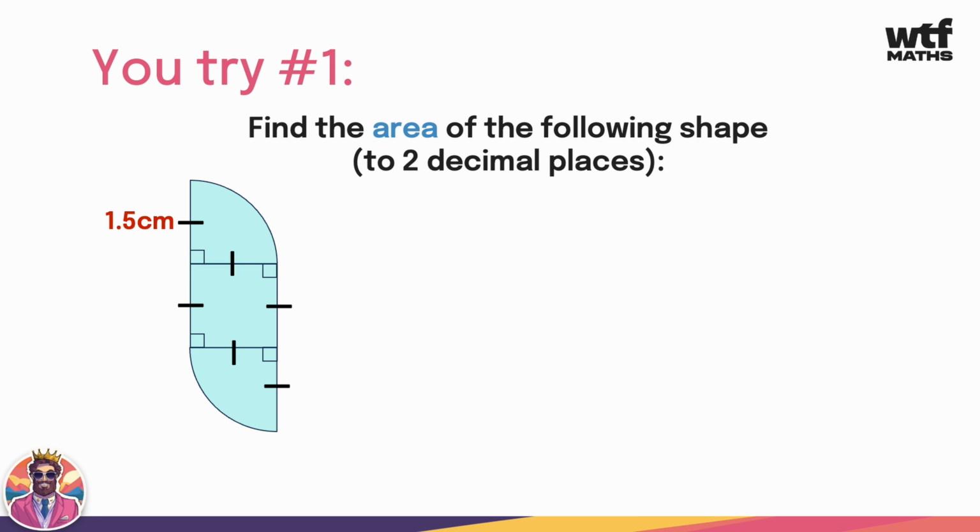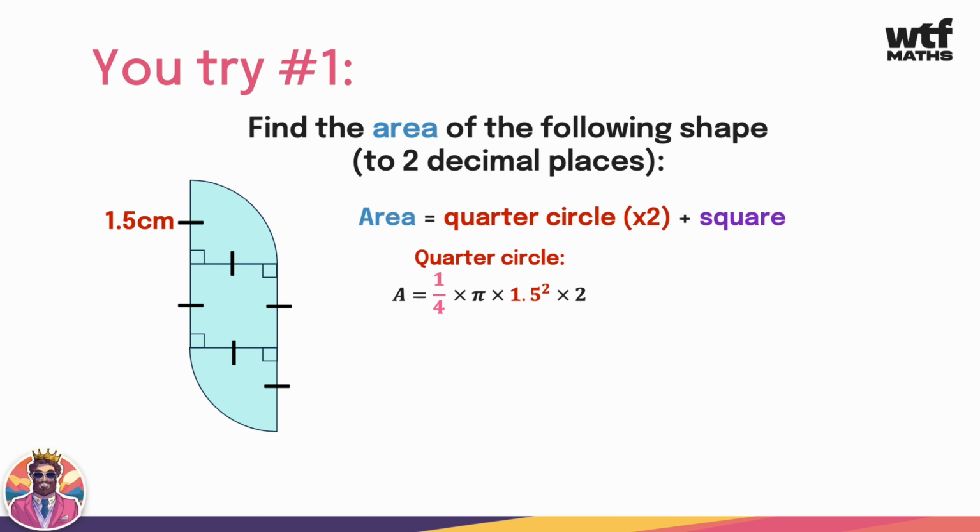Alrighty, so what's our plan of attack? How are we going to solve this? Well, the area is going to be 2 quarter circles plus a square. If we add all this together, we should get our total area. So, for the quarter circles, we know it's 1 quarter times pi times 1.5 squared, and then we're timesing by 2 at the end because there's 2 of them. So this ends up being 3.5343 centimeters squared.